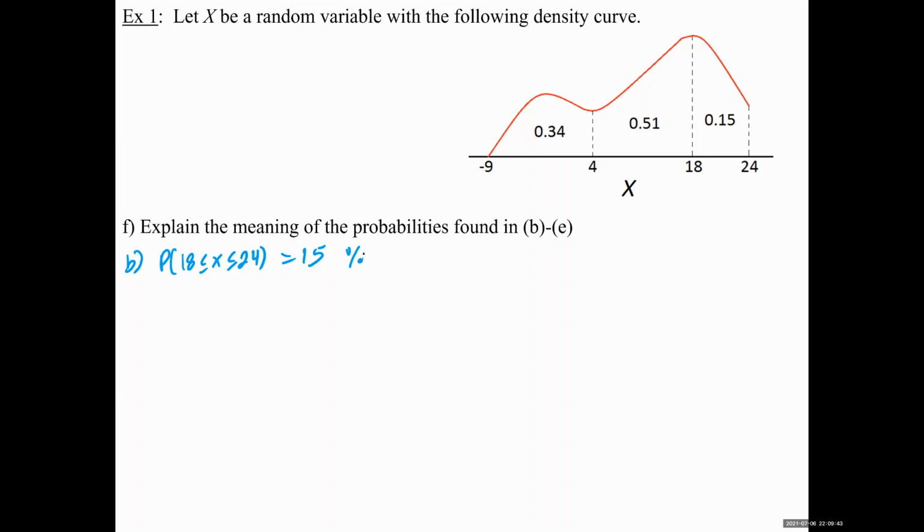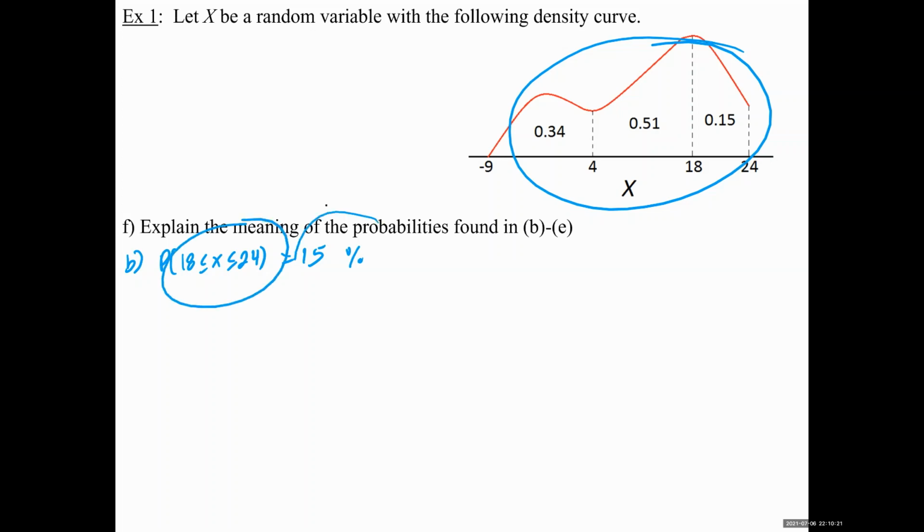What does this probability mean? Now, when you're trying to write down what a probability means, you're supposed to say if you do something many times. What are we doing? We have a bag of numbers and we're drawing one number out of the bag. If you draw a number out of the bag that has this probability distribution, this curve here is letting me know what the probability distribution is, many times, you're going to get a number between 18 and 24 about 15% of the time. Remember, the event is what's in parentheses, and this is the probability over here. Let me go ahead and write all that down.